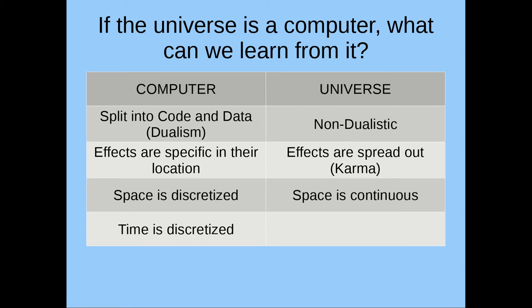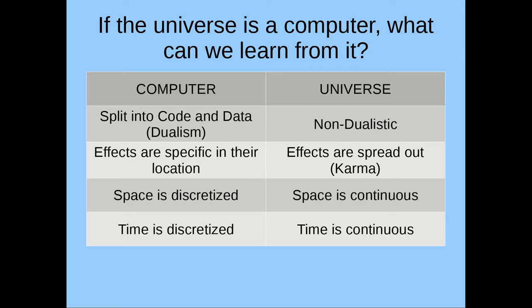In a computer, time is discretized. There's a clock. You have a 3 gigahertz machine, 3 billion times a second, a clock ticks. And it's when that tick occurs that everything happens. And in between the ticks, nothing much is going on. Things are preparing for the next tick, but the state of the system doesn't change until the next tick. In the universe, time seems to flow continuously. You can pick two points in time and there's always a point in between.